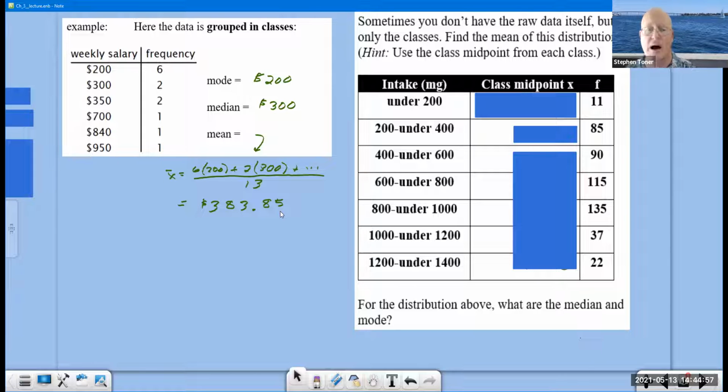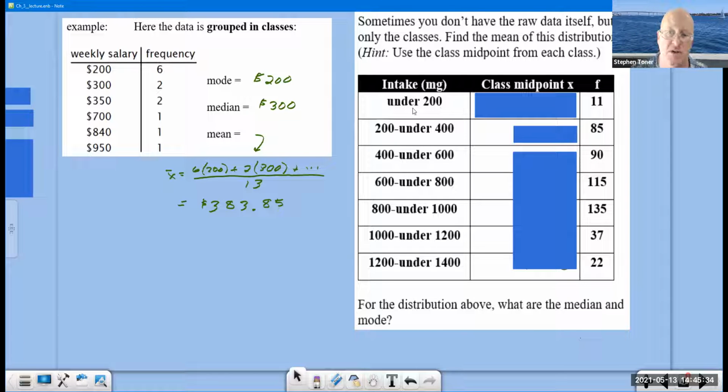Now, this time I made the decision not to go out for data places or decimal places because we are dealing with money, and in money situations, we would rather take it out to the nearest cent, which means to take it 2 decimal places. Now, sometimes, as you see in this next problem, you don't have the raw data itself. Everything is grouped into classes. When that is the case, you use the class midpoint from each class.